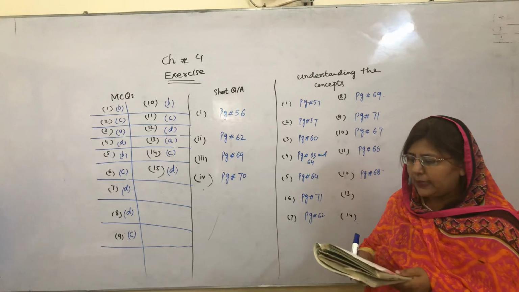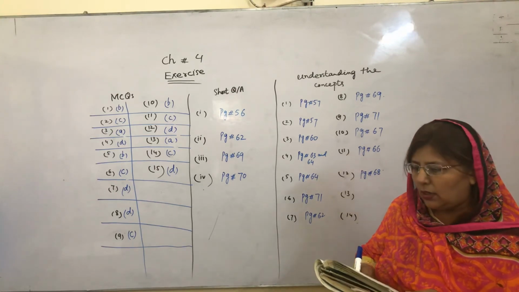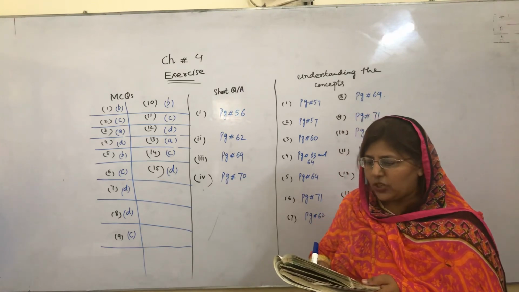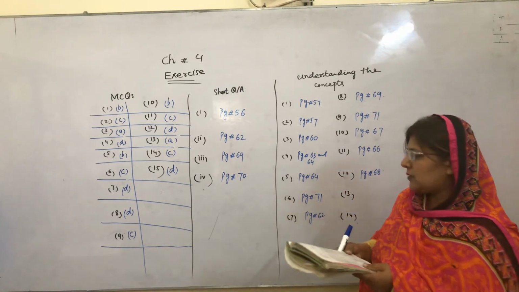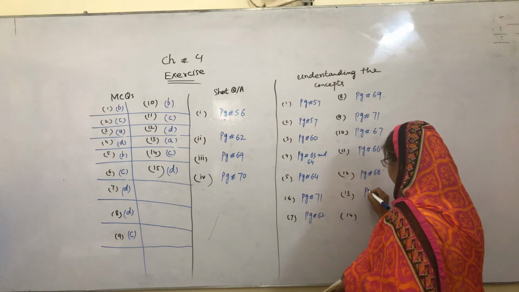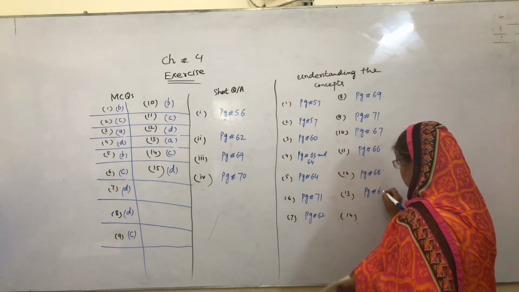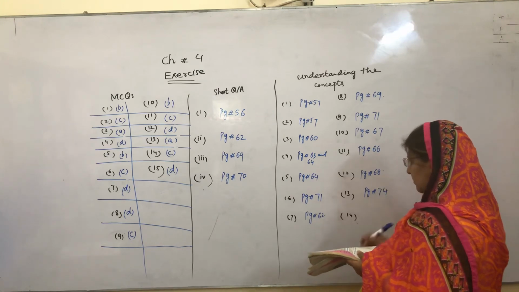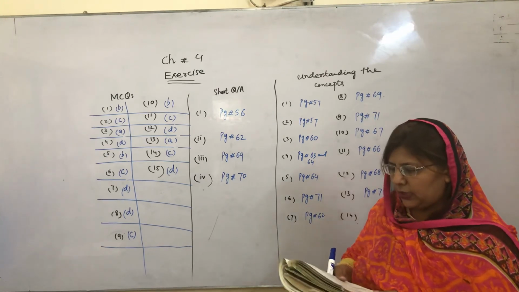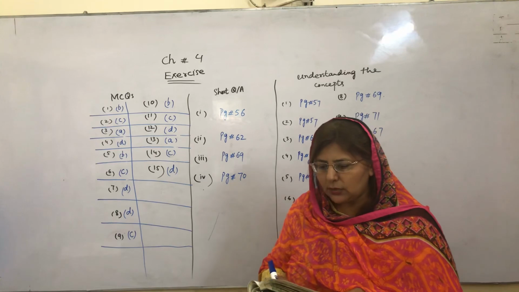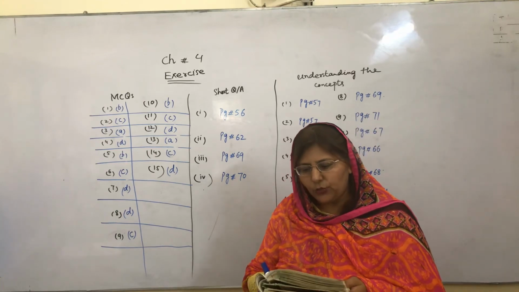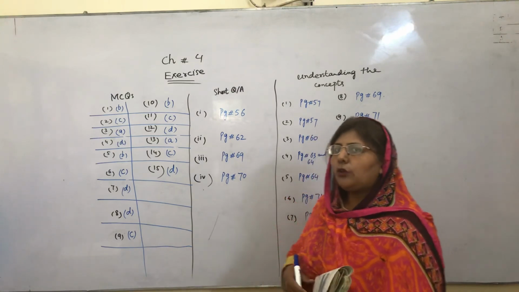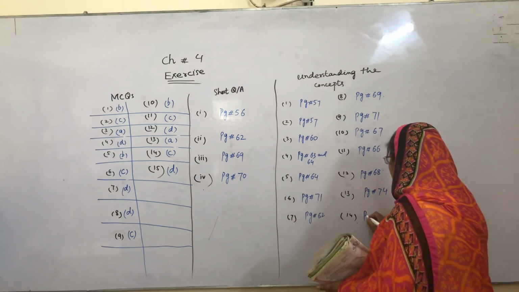Then question number 13, describe the major animal tissues in terms of their cell specificities, locations and functions. You can find the answer on page number 74. And question number 14, describe the major plant tissues in terms of their cell specificities, locations and functions. You can also find this answer on page number 78.